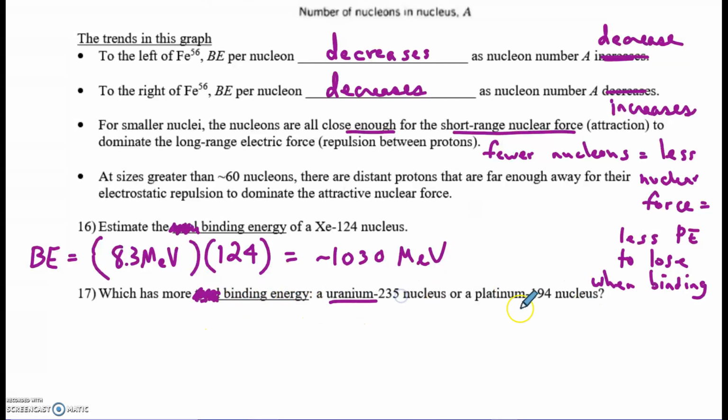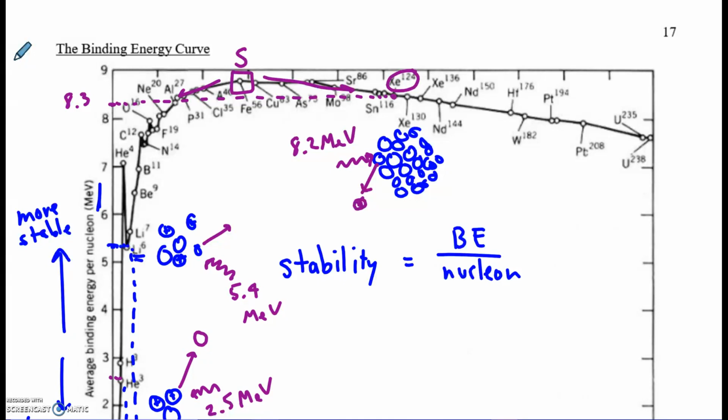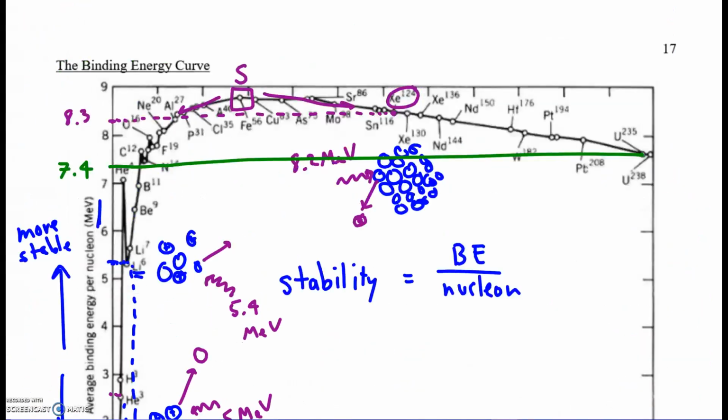Which has more, U-235 or platinum-194? Uranium-235, where's that? Oh my gosh, it's all the way at the end. So what's that value? 7.4, I'll guess. My estimating's not always the best. Platinum-194, there it is. We trace over. I feel like I got too high. I think that was supposed to be more like 7.8.